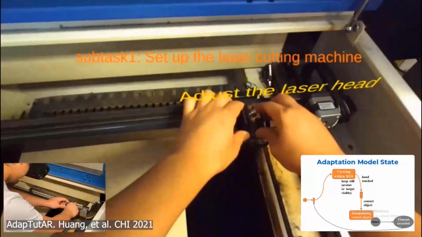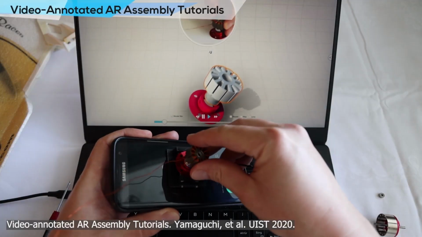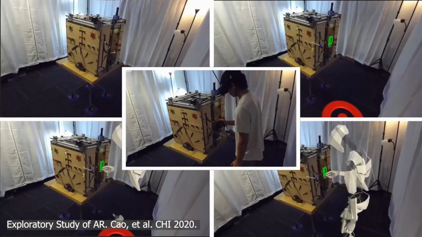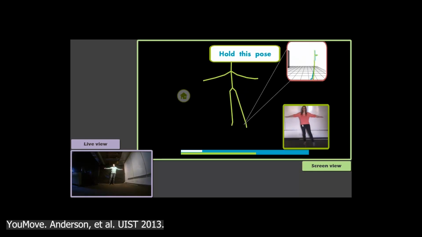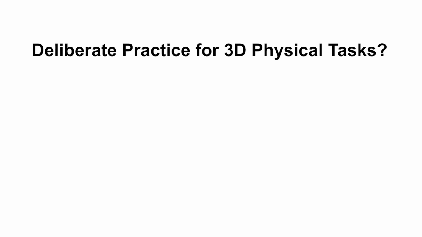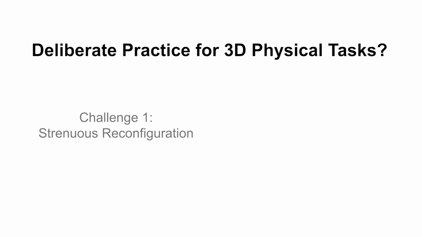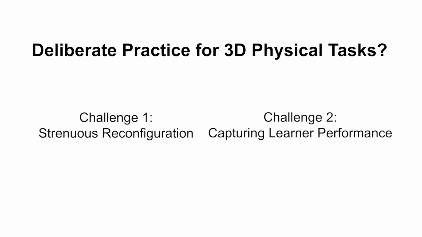Beyond text and video tutorials, existing research has explored mixed reality-based guidance and tutoring systems which provide additional visual cues in situ. However, the key elements of deliberate practice are often missing in tutoring systems for 3D physical tasks. First, repeated configuration of a physical object is hard and strenuous. Second, it is challenging to accurately capture learner performance on a 3D physical task to provide adaptive instruction.